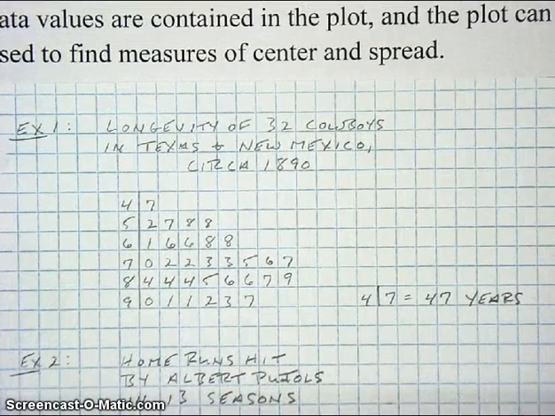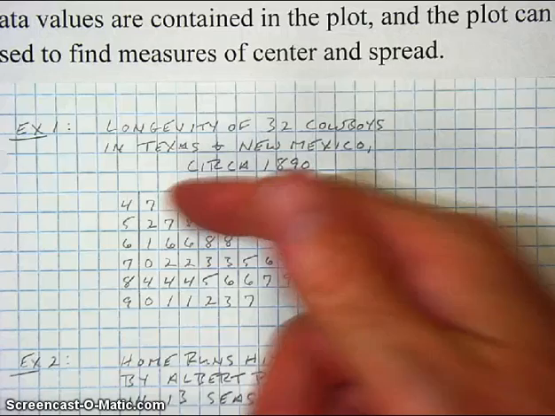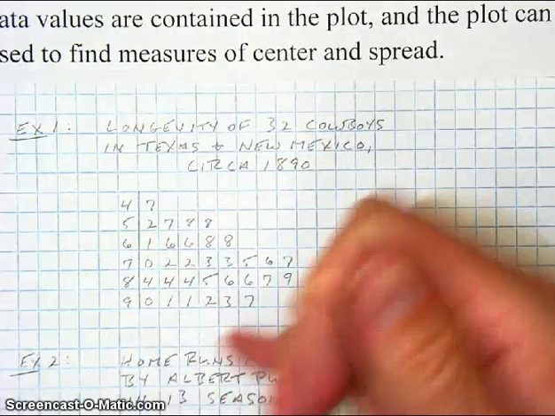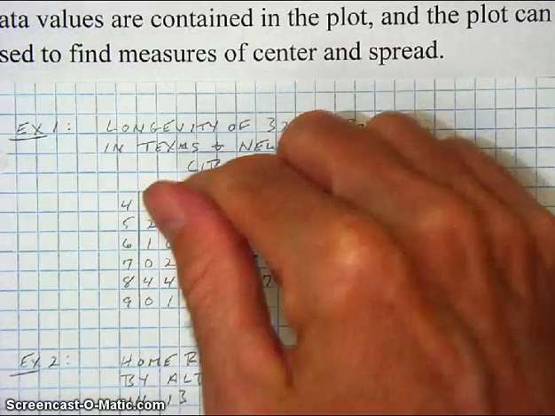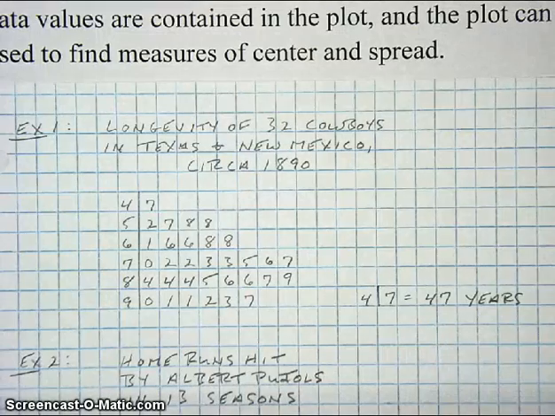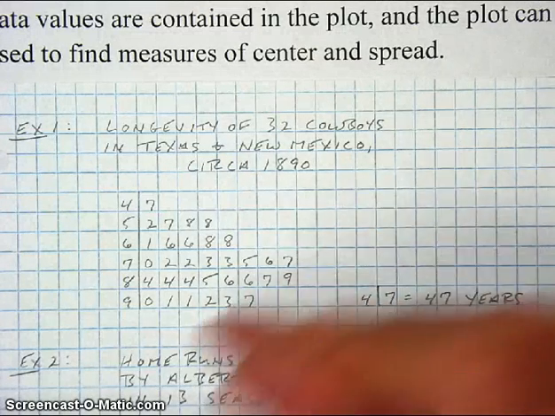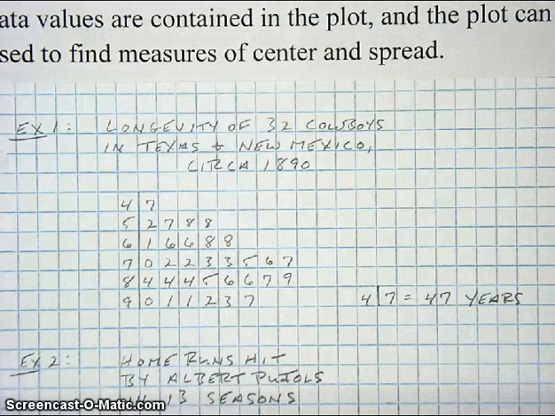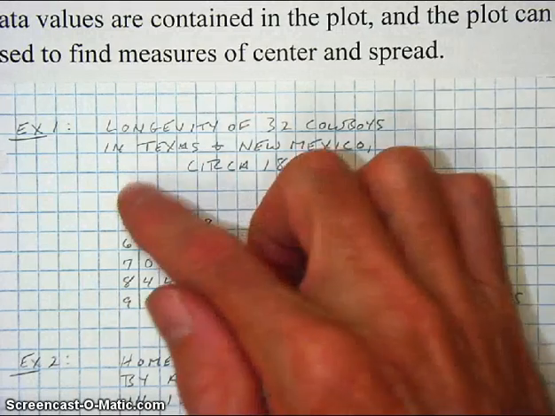Now, in some situations, you're not going to be able to get this many stems out of the data if you just use 10-digit leaves. Here we've got the 40s, 50s, 60s, 70s, 80s, and 90s, and there are 10 potential leaves for each of these stem values. In some situations, you're not going to be able to make that many stems.